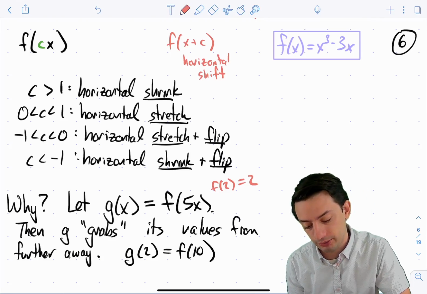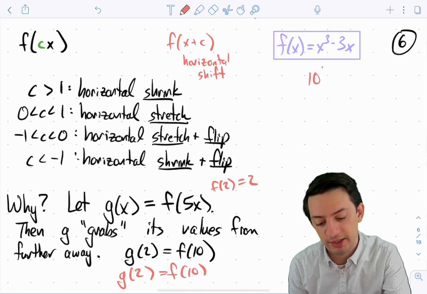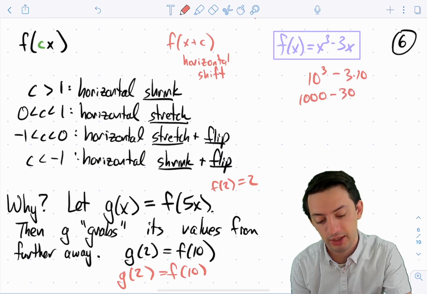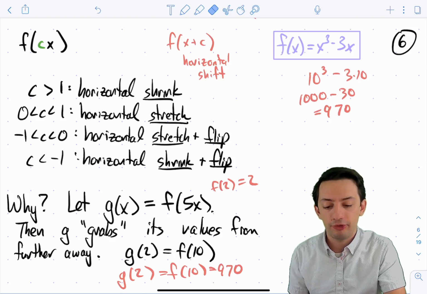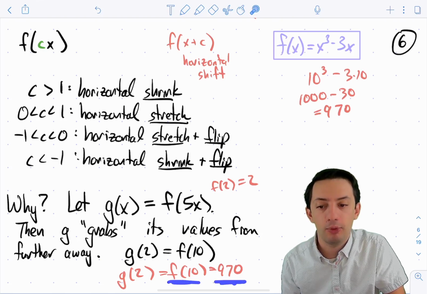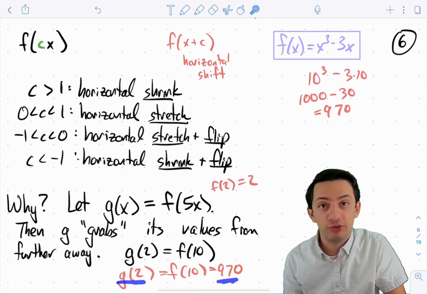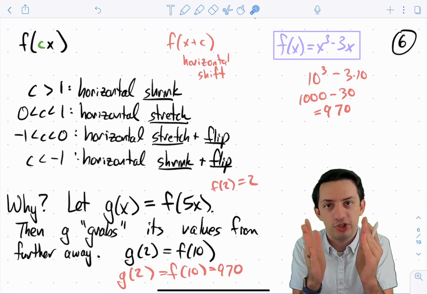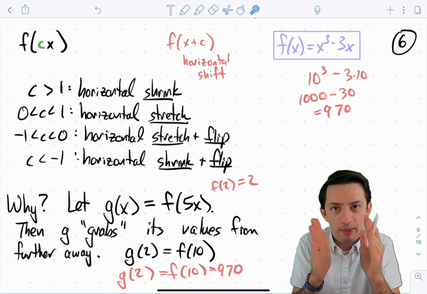So here, g of 2 is f of 10, which is, let's see, this is going to be a big one. 10 cubed, that's 1,000, minus 3 times 10 is 30. So 1,000 minus 30 is 970. So when does f hit this big point? It takes all the way till 10. When does g hit it? G hits it much faster, so g only hits it at 2. So the points that were further away from f get brought in very narrow to g. So multiplying by this 5, a number bigger than 1, shrinks it in because it all happens a lot faster.